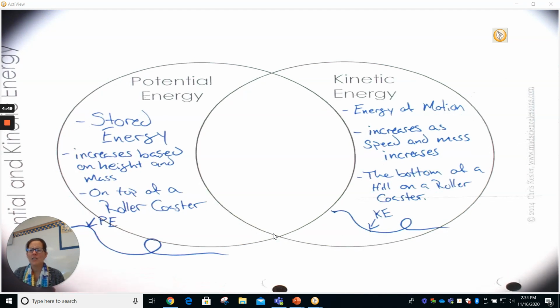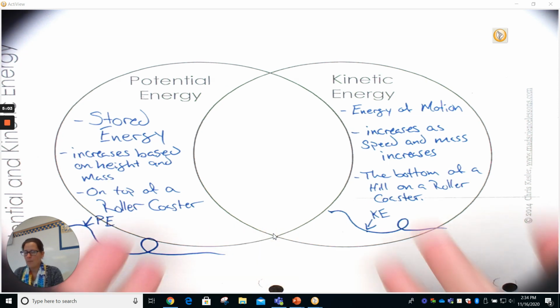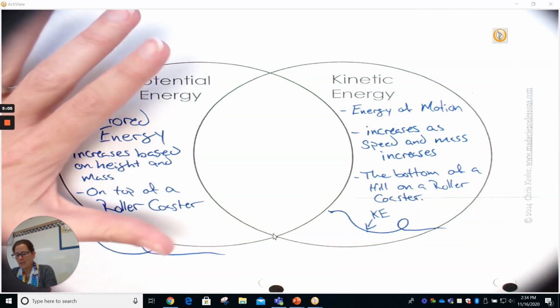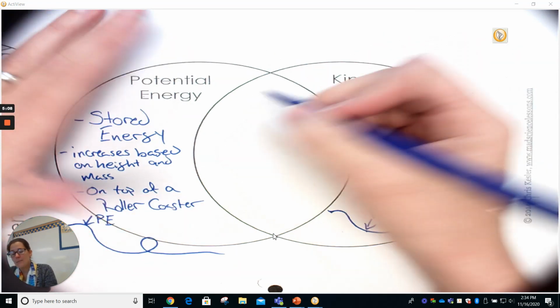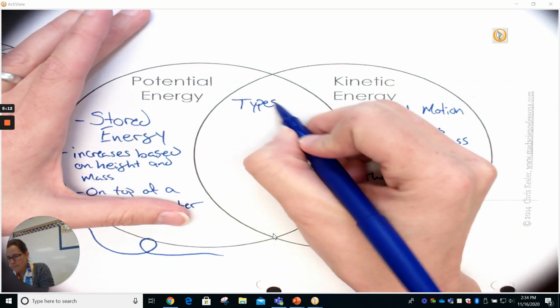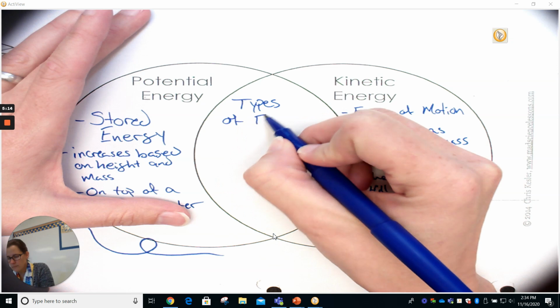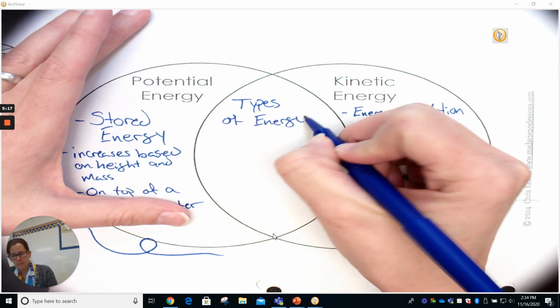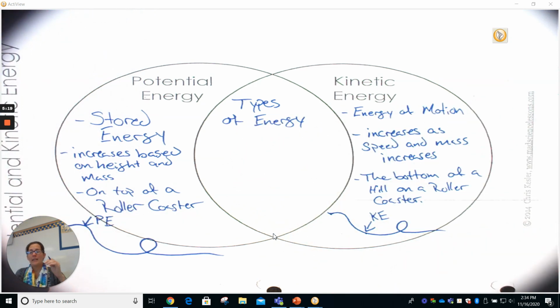So anytime we're taking notes or you see any kind of handouts or anything, potential energy, to shorten that up, we're going to put PE. Kinetic energy, to shorten that up, we're going to put KE. Okay? So there's our potential energy and our kinetic energy. So in the middle, both things, let's put types of energy because both potential and kinetic are types of energy. Okay, and they can move from one to the other.